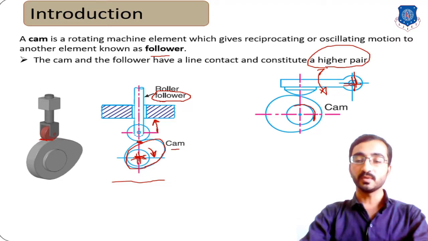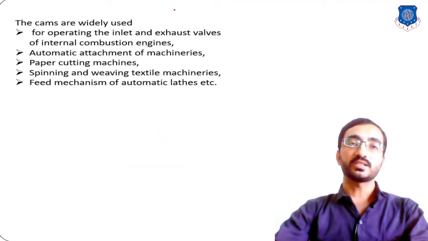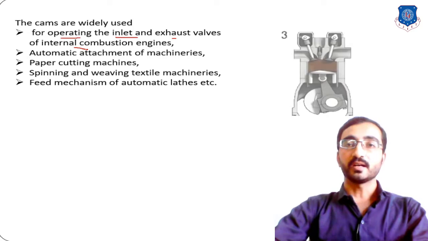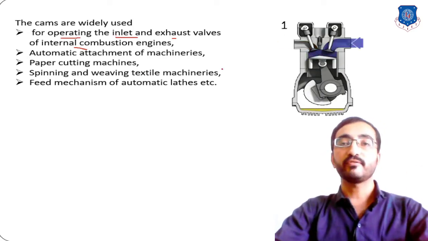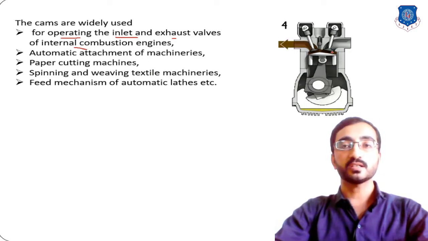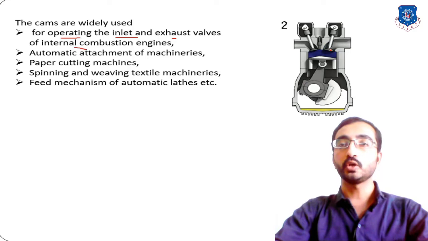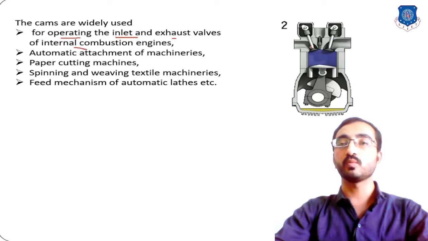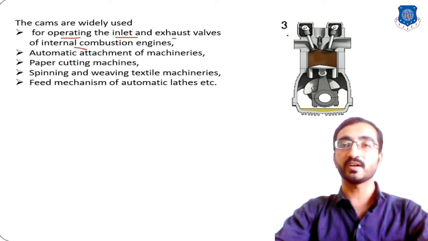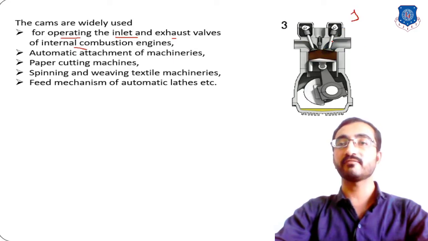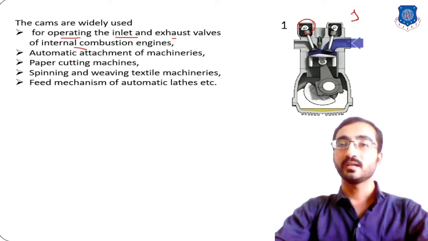Let's learn some applications where cam and follower system is used. The first application is for operating inlet and exhaust valves in an IC engine. You have already studied the function of an IC engine. Over here you are applying the first stroke, known as the combustion stroke. During this, the inlet valve must be open while the outlet valve must be closed. So if we consider the first one, the inlet valve over here, during the first stroke the inlet valve must open and the second valve must close.